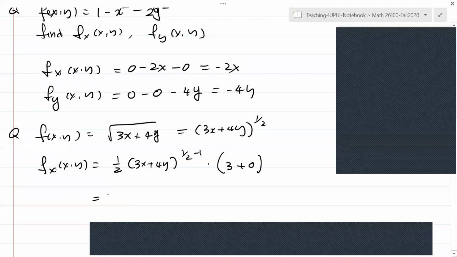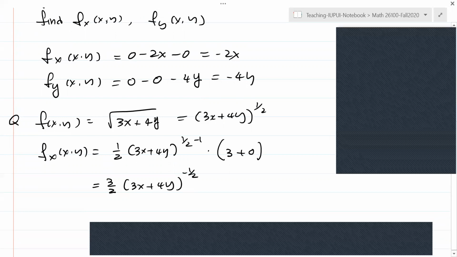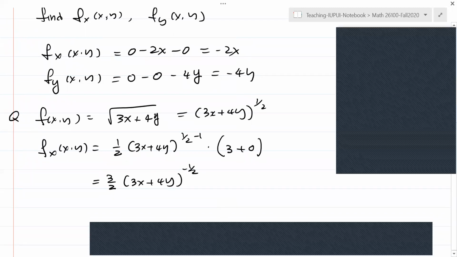You have 3 times 1/2, which is 3 over 2, times 3x plus 4y to the negative 1/2. That's enough. Now, if you want to use a traditional notation, then you can express it in this form. That's okay, it doesn't matter which way.